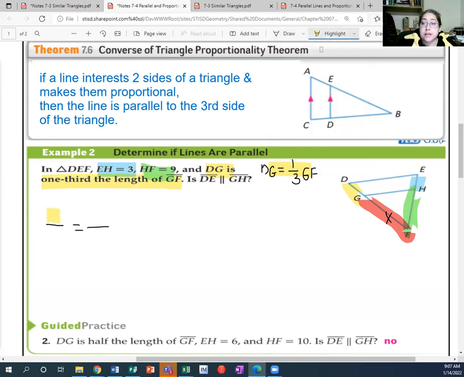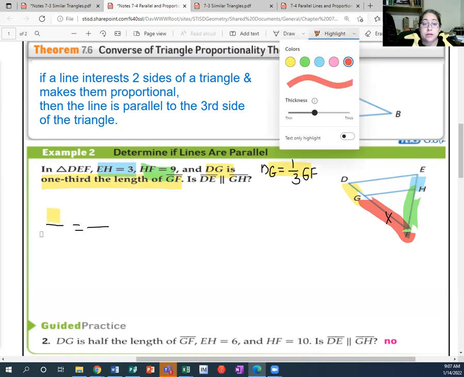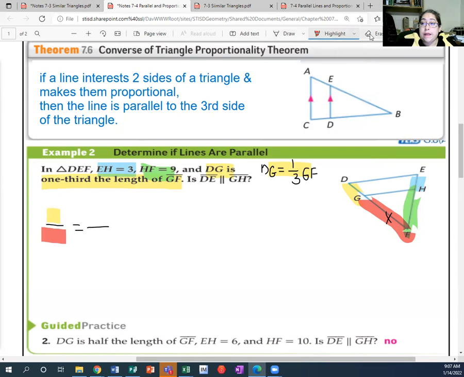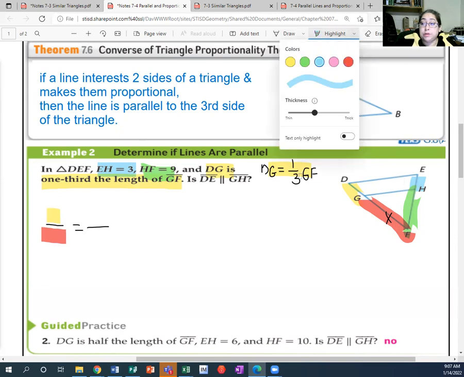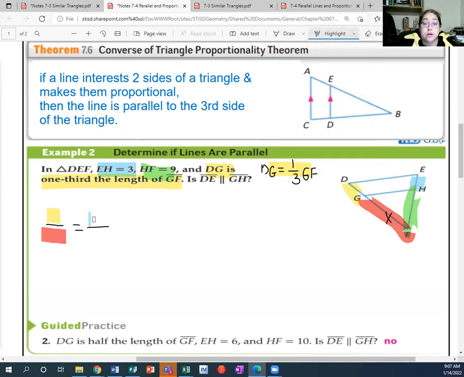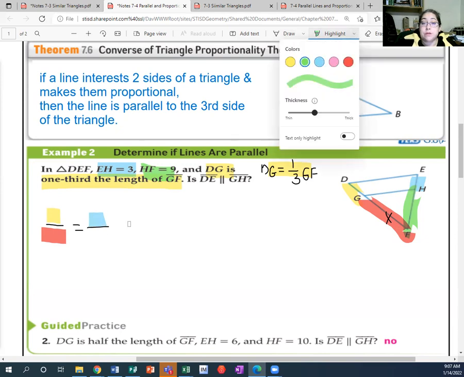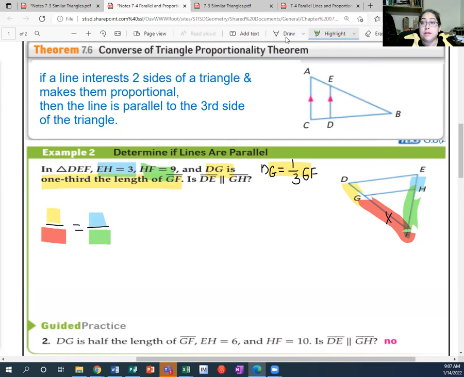All right, there's yellow, which goes with red. And then blue goes with green. Blue is the smaller of the two. On the left fraction, I put the small one on the top. So here on the right fraction, I'm going to put the small one on the top. There's my color coordination, and I'm going to fill in what I know. DG is the yellow. This is the information I need to put here in the yellow.